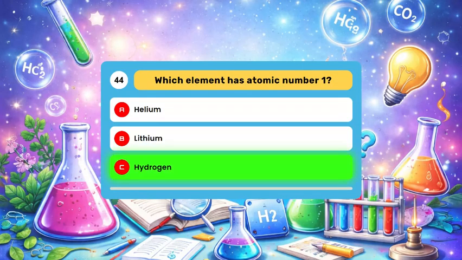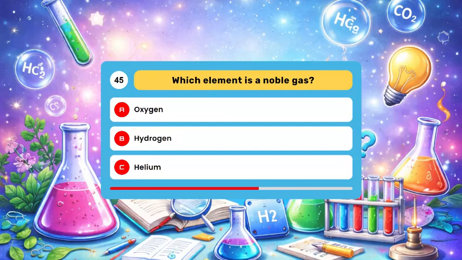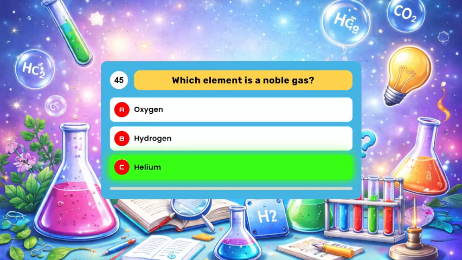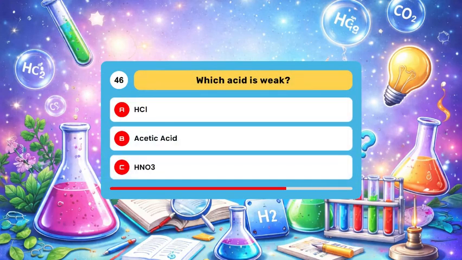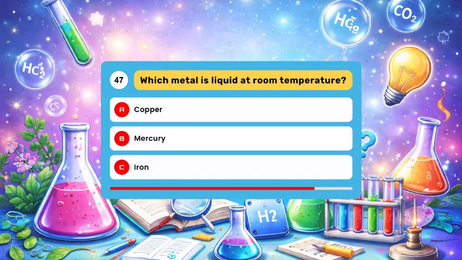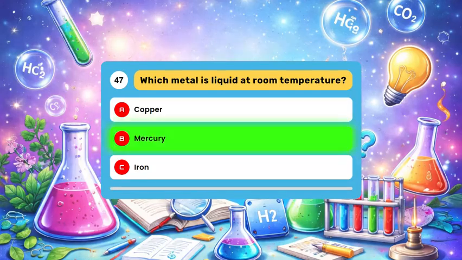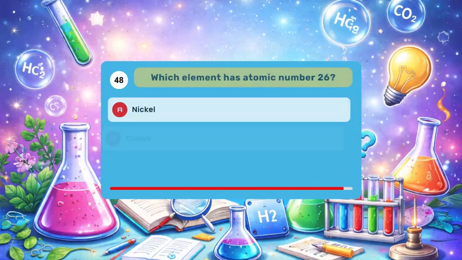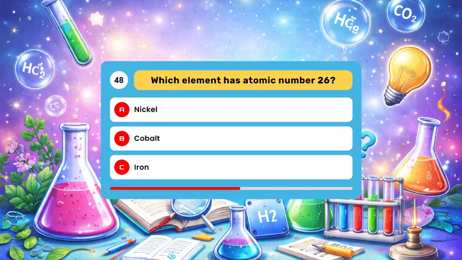Hydrogen. Which element is a noble gas? Helium. Which acid is weak? Acetic acid. Which metal is liquid at room temperature? Mercury. Which element has atomic number 26?